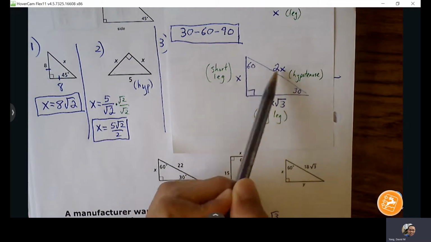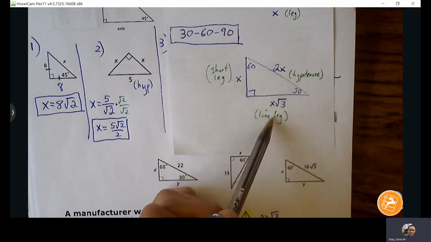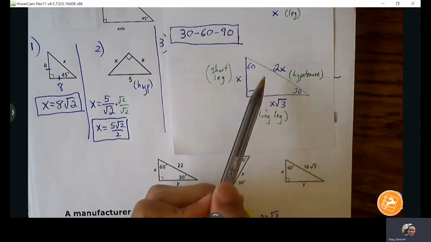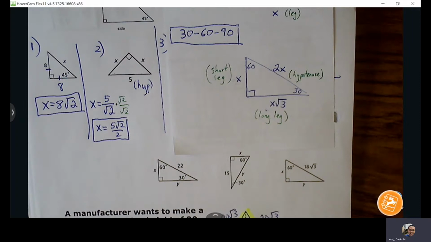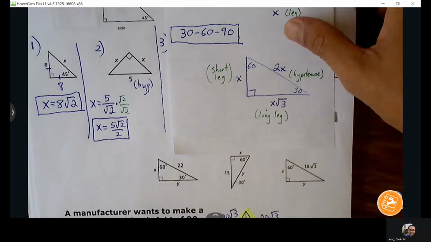So always involve the short leg when you want to get from hypotenuse to long leg or long leg to hypotenuse. It makes things easier. You don't have to worry about trying to do multiple operations at once. You just kind of do one thing at a time and work your way around. Okay, so.